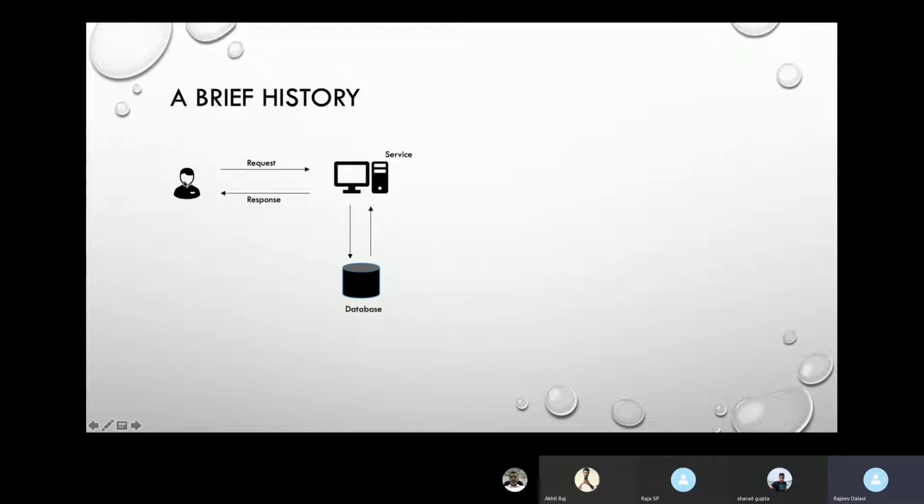Say for example, there are users firing some requests which go through a service, and there is a read or write operation done on the database, and the response is sent back to the user, right? This we were able to handle pretty neatly in olden times when the number of requests was relatively low, right?